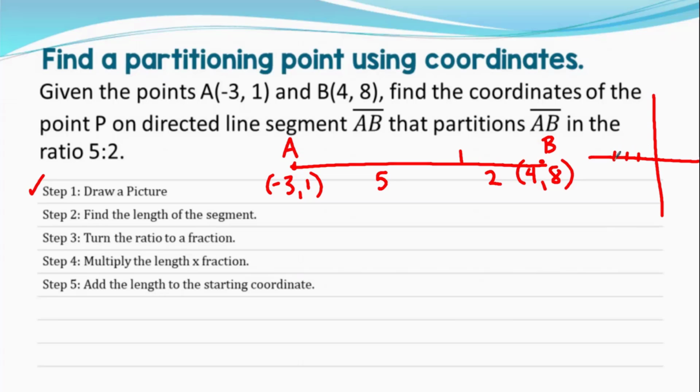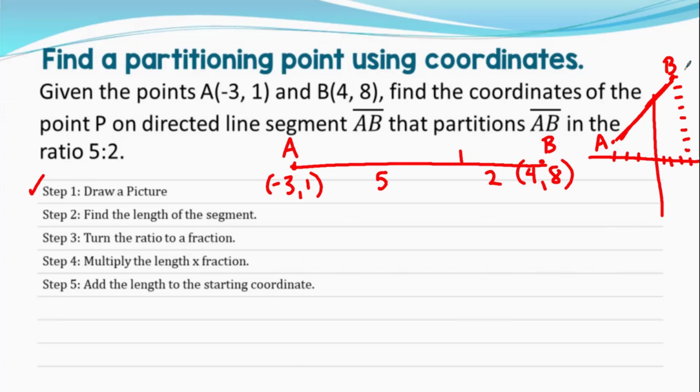So 1, 2, 3, 1. That's your A point, and 1, 2, 3, 4, 1, 2, 3, 4, 5, 6, 7, 8, something like that. And somewhere in here is the point we're looking for. We're going from A to B.